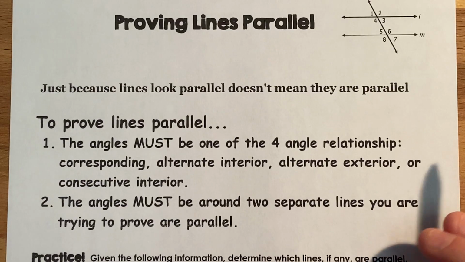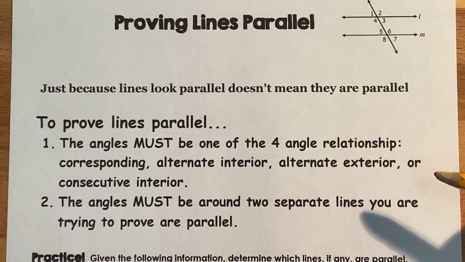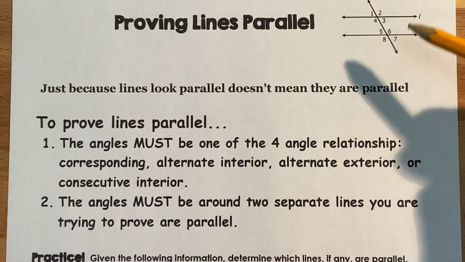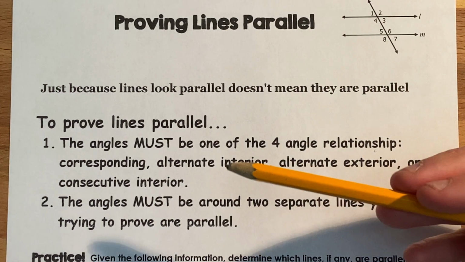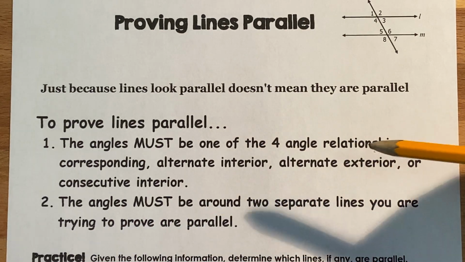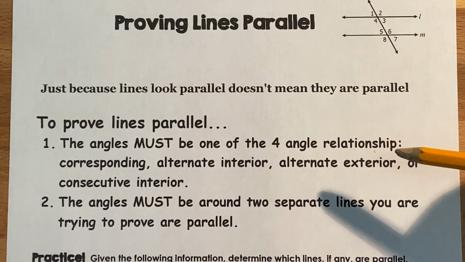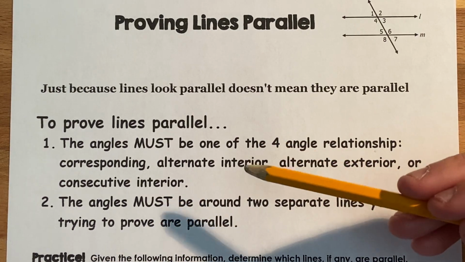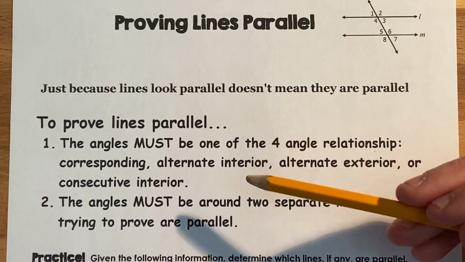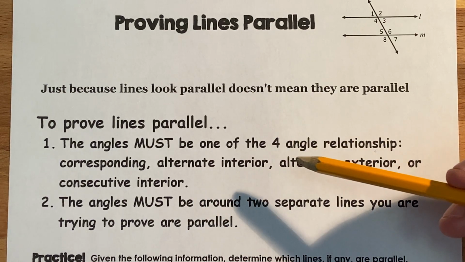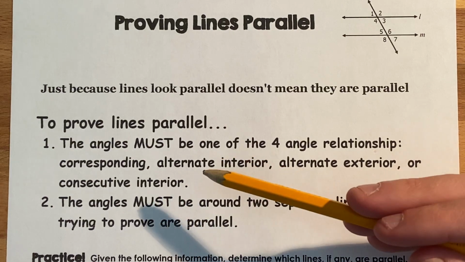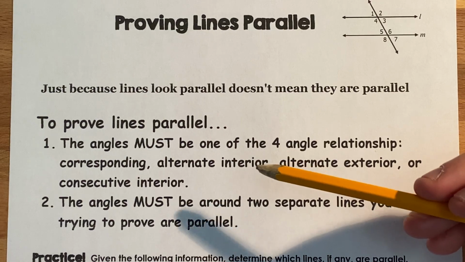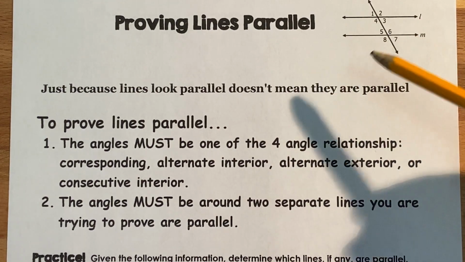Proving lines parallel. Just because lines look parallel doesn't mean they are parallel. For all you know, these do eventually meet up. It just looks like they're parallel, but whatever. It says the angles must be one of the four angle relationships: corresponding, alternate interior, alternate exterior, or consecutive interior. One of those has to be shown to be true. Now, just to let you know, if one of these is true, then the others have to be true. So you only have to show one of them, and that means that they will be parallel, definitely.